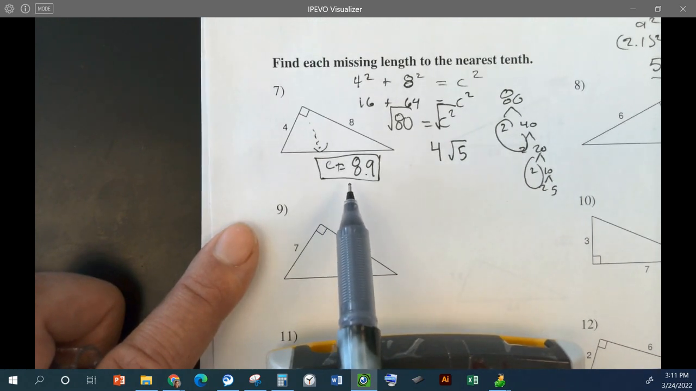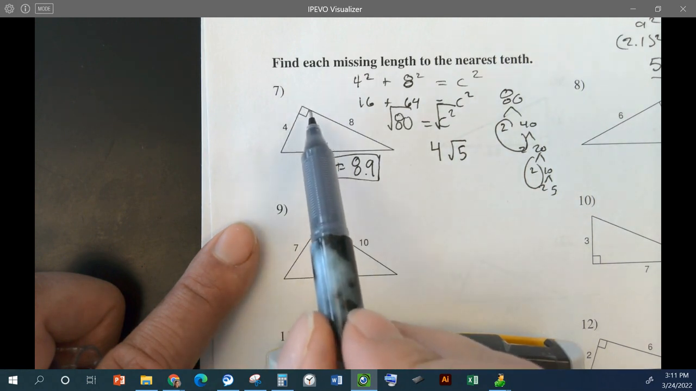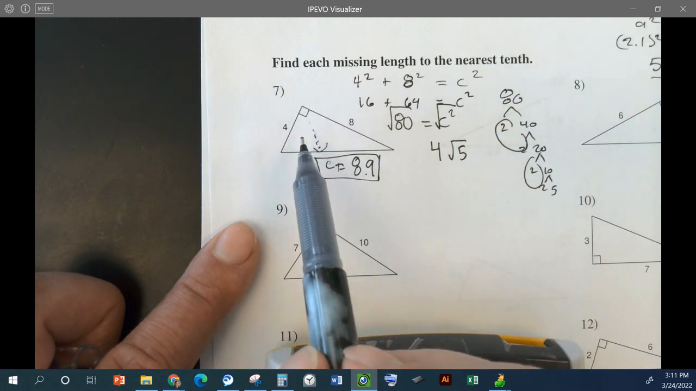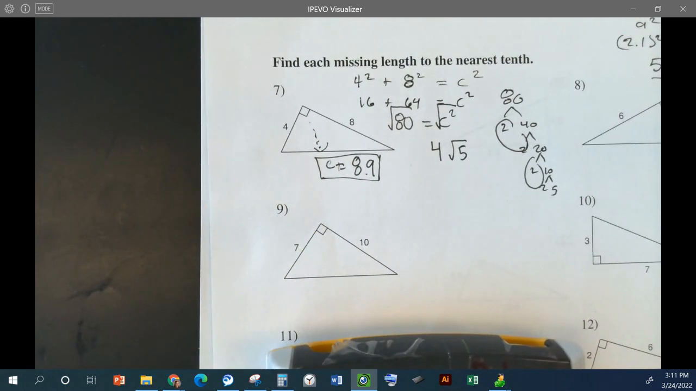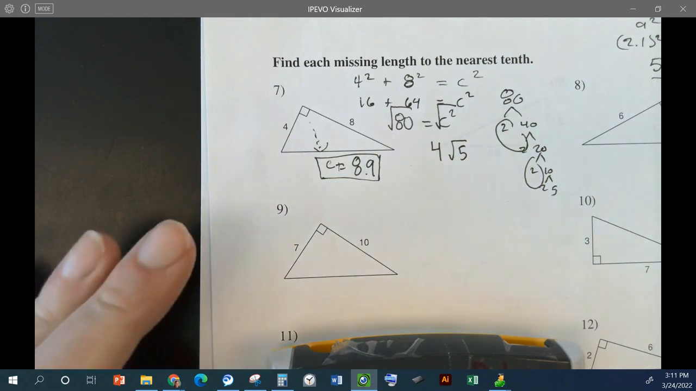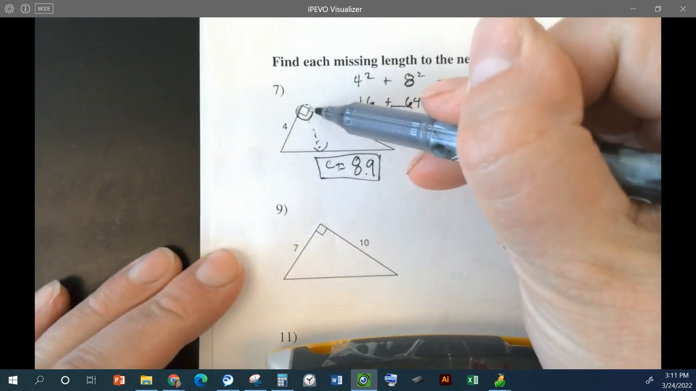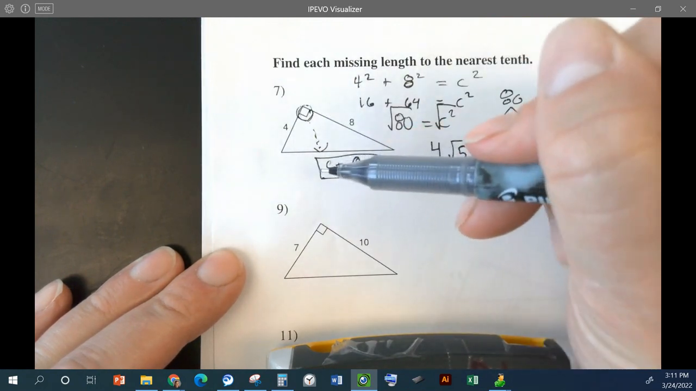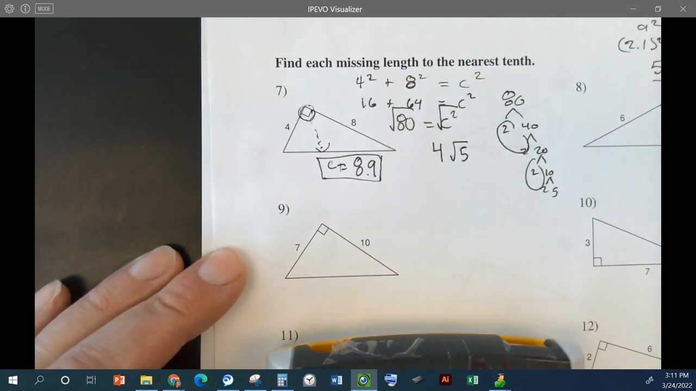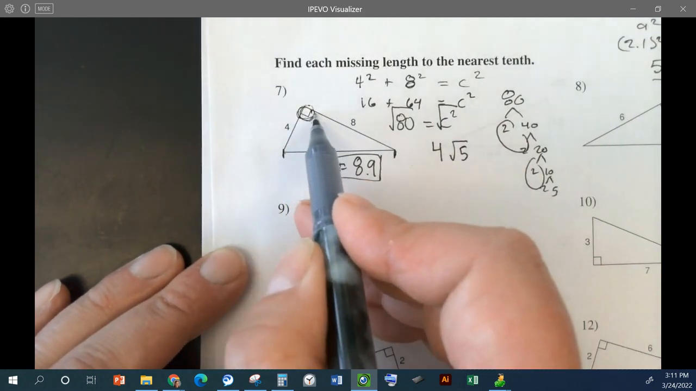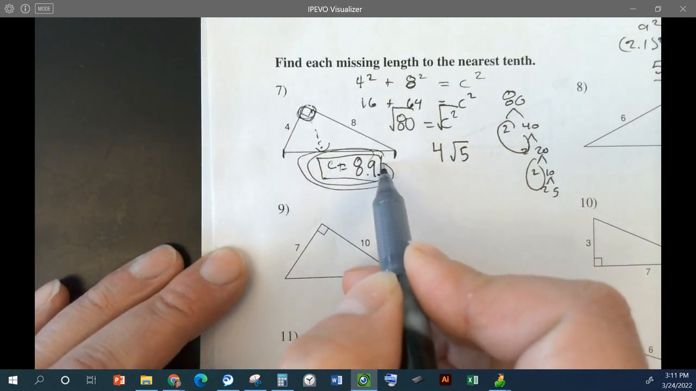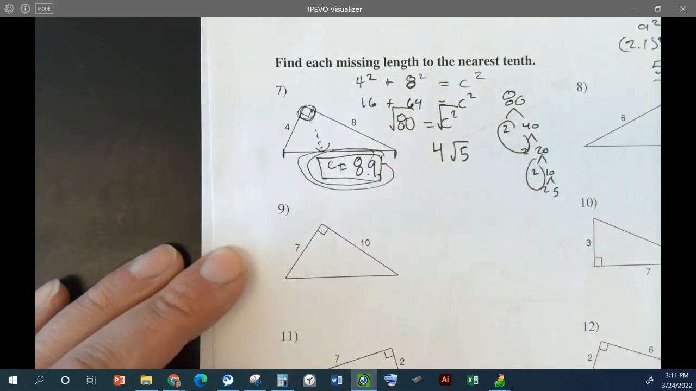So let's check. Is C the longest side? Yep, good. If you have a 90-degree angle in a triangle, that's going to be the longest side. And so the angle across from the side will determine it. If the biggest angle is across from this side, it should be the longest side. Does that make sense? Kind of, yeah. That's a little bit confusing there. So this side should be the biggest one, and it checks out. C should always be the longest.